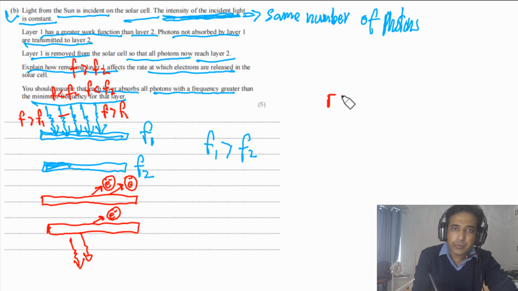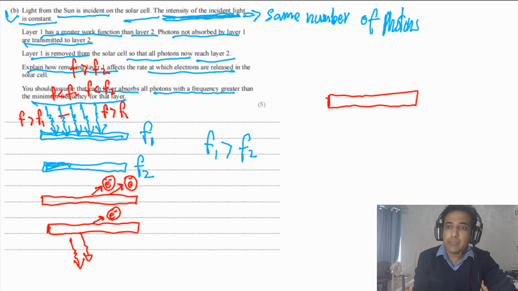Now we can simply replace with one layer only, and we have the same photons. These photons have different frequencies, because solar light consists of different colors, so we have different photons with different frequencies.